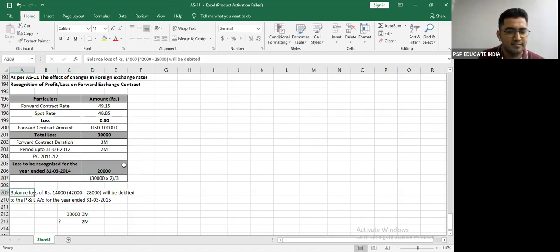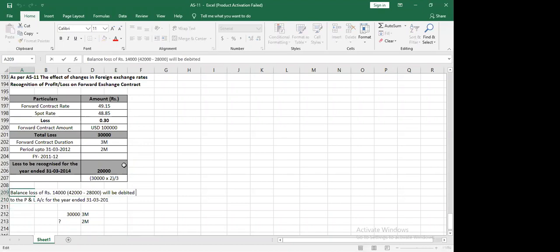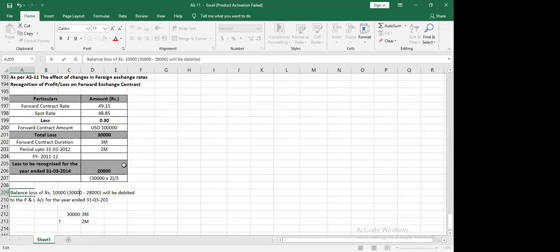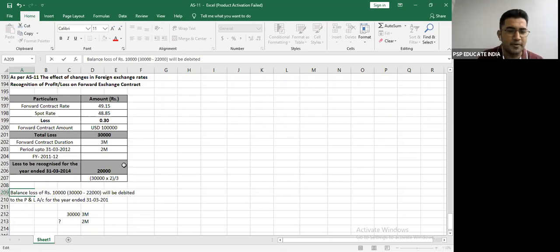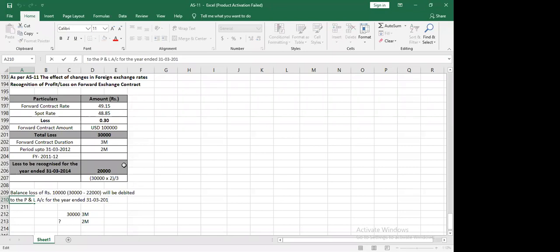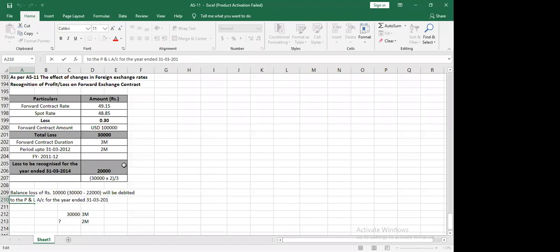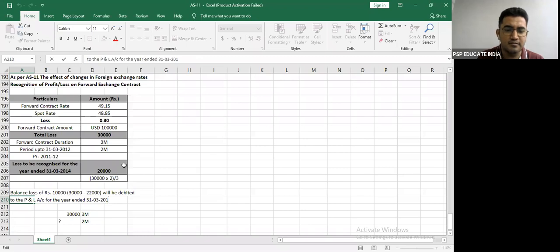Okay, what about the next thing that you have to put? Balance that is remaining in the loss is 10,000. That is for the next year. How do you get 10,000? 30,000 minus 20,000. 20,000 will be debited in which financial year? 13-14. Current year is 11-12. 12-13. So 31st March 2013. Okay.